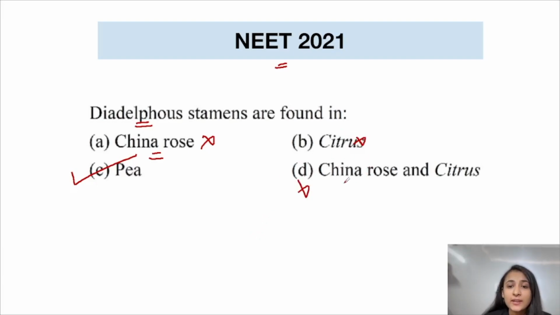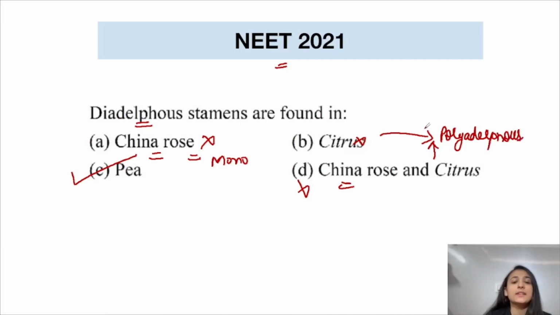Okay, in China rose, monoadelphous condition is seen. So China rose has monoadelphous condition and citrus has polyadelphous condition. We studied about China rose under monoadelphous condition, citrus under polyadelphous condition and pea under diadelphous condition in this video only. So the correct answer to this question would be undoubtedly option number C.